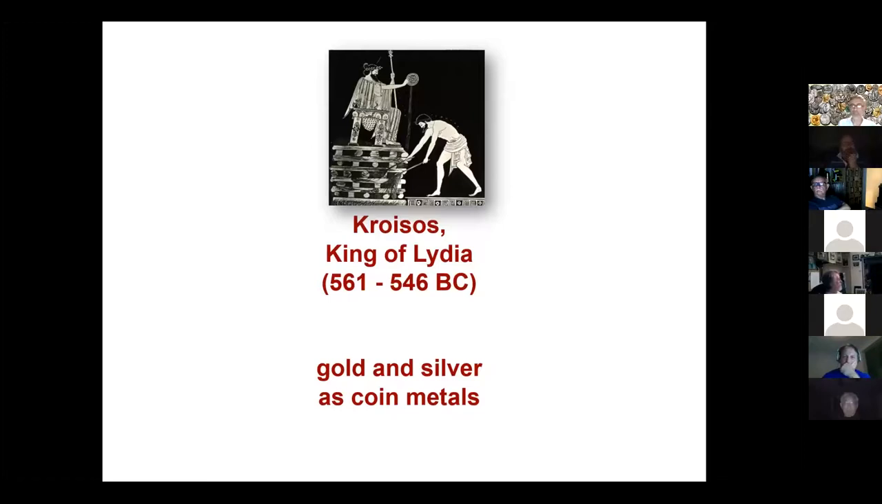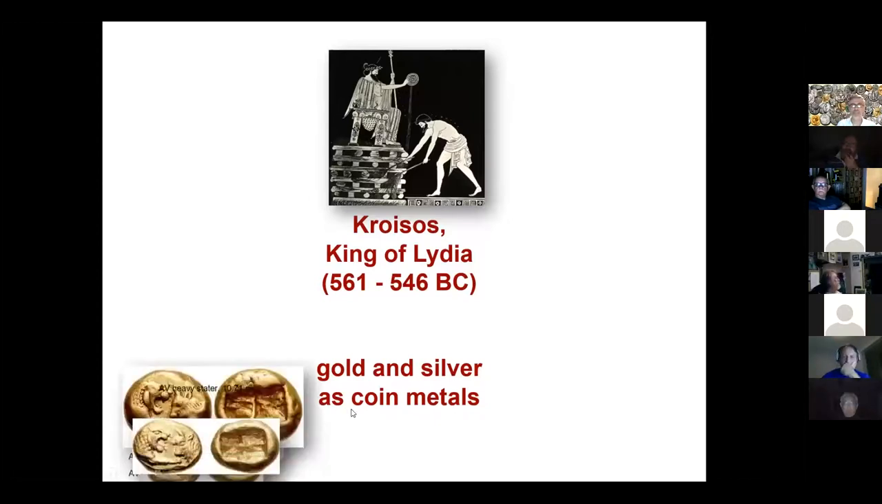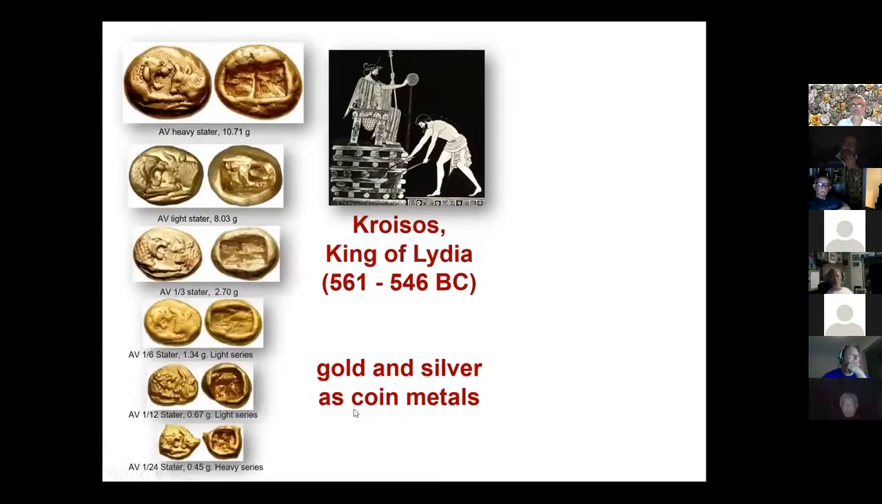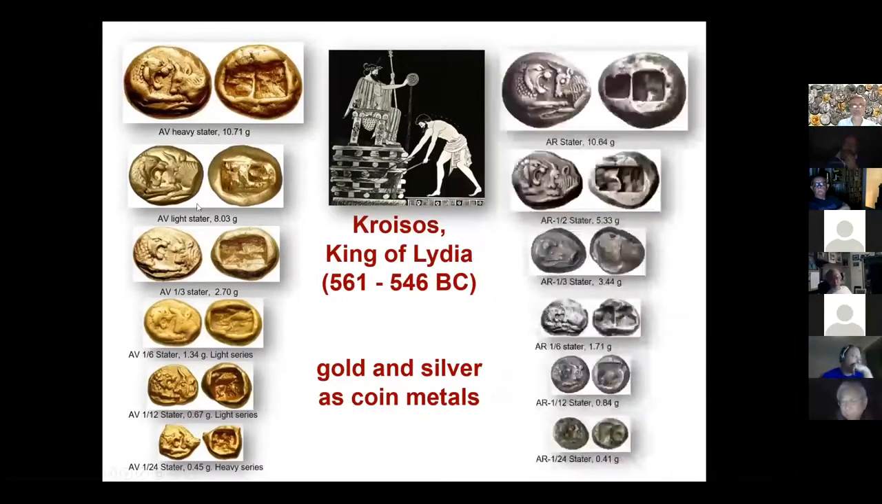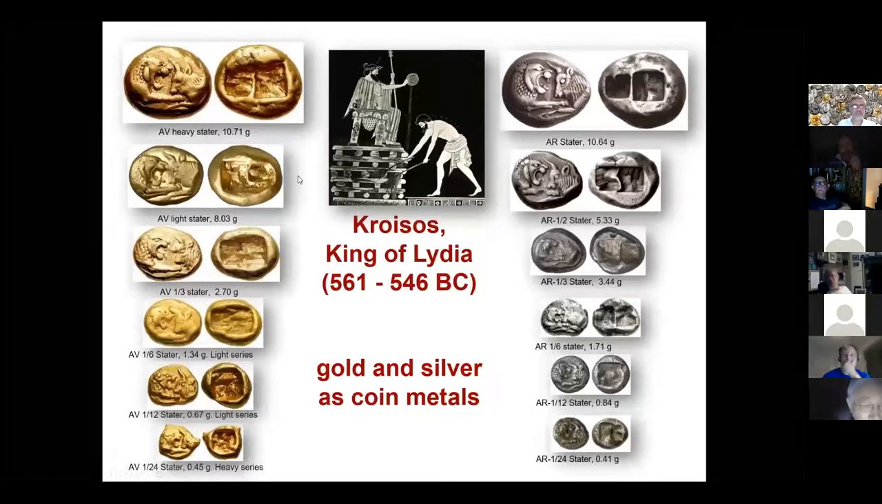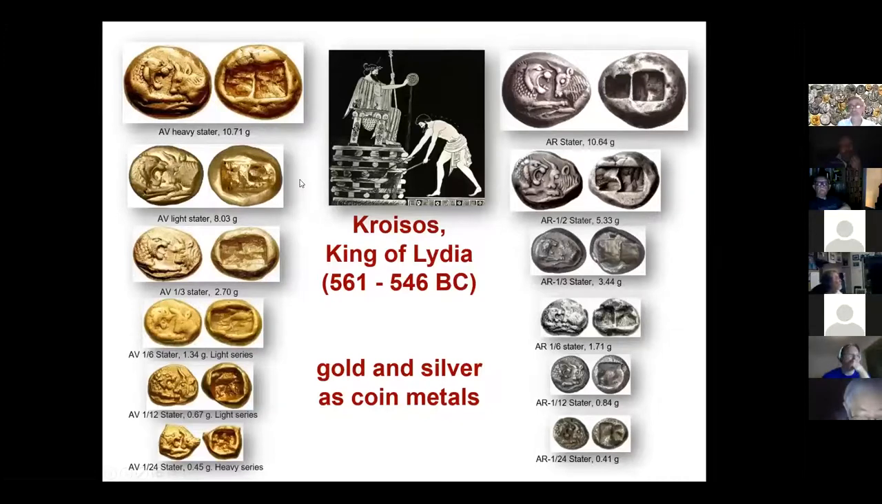So gold and silver were introduced as coin metals for the first time by Croesus. And he created his own denominations from the beginning, both in gold and silver. So the heavy stater would be 10.5 grams. Rarely you see 11.23 grams once, but mostly under 10.70, 10.2, 10.3. Yet it is admirable how they managed to cast that kind of accurate weight metals.